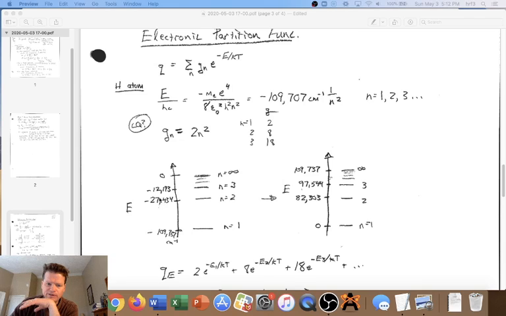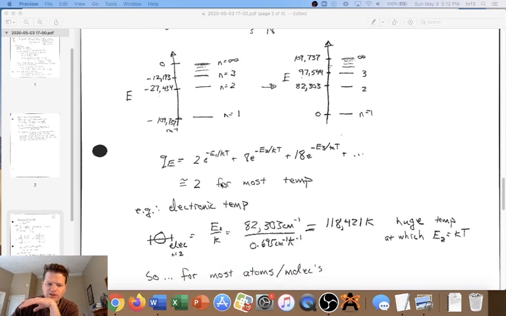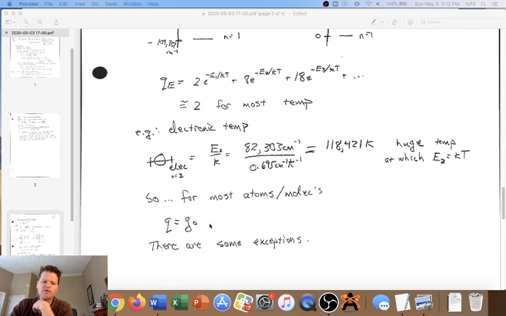All right, so here are the different spacings for the different levels, and you can go up from there. Basically, Q is going to be all of the electrons in the ground state for basically any temperature, because if we look at the electronic temperature, the first excited state divided by k, it's 118,000 Kelvin, which is a huge temperature. So almost all atoms and molecules will just have Q equal to the degeneracy.